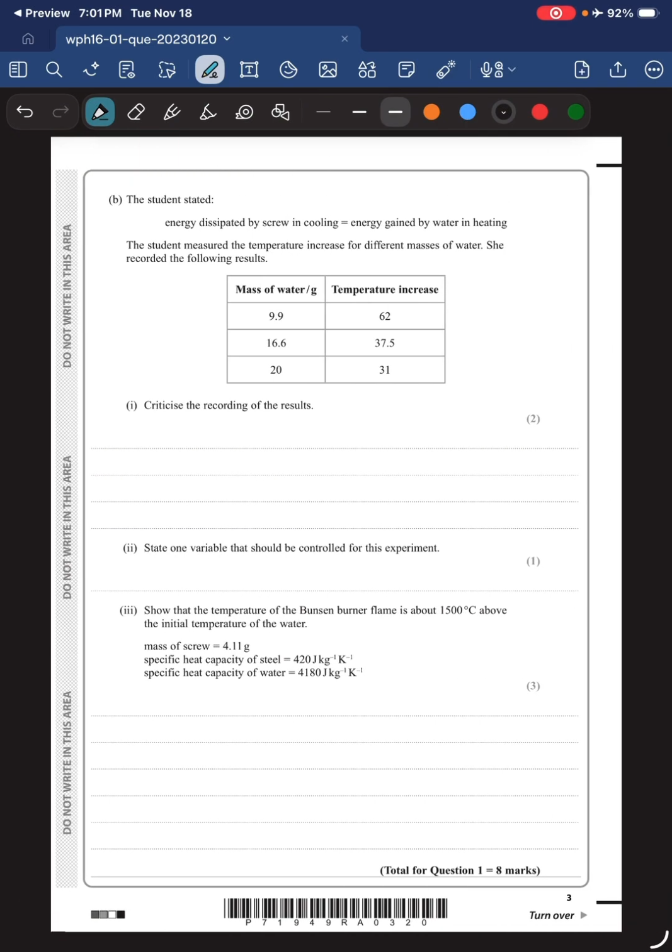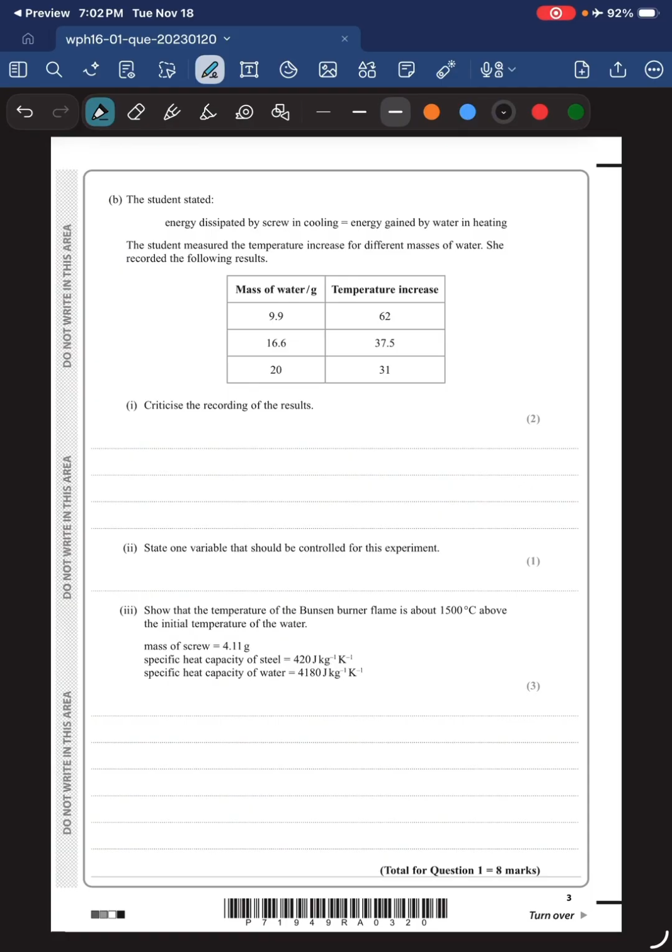Part B. The student stated the energy dissipated by the screw in cooling is equal to the energy gained by water in heating. And then the student measured the temperature increase for different masses of water. She recorded the following results, all right? So the mass of water and the temperature increase. Criticize the recording of the results.